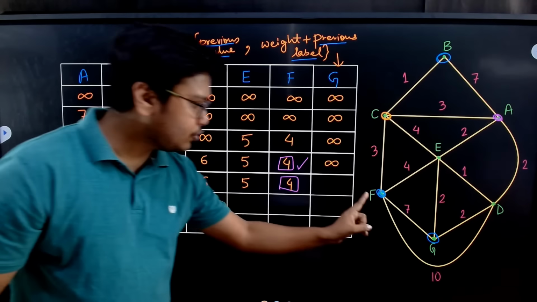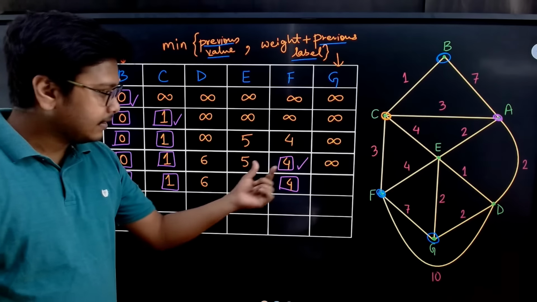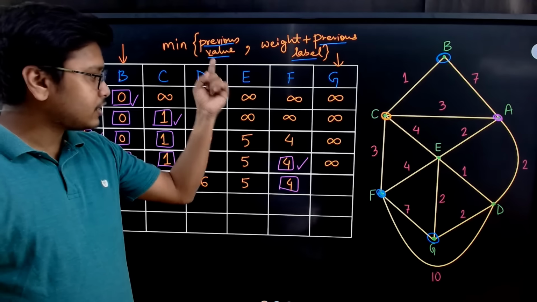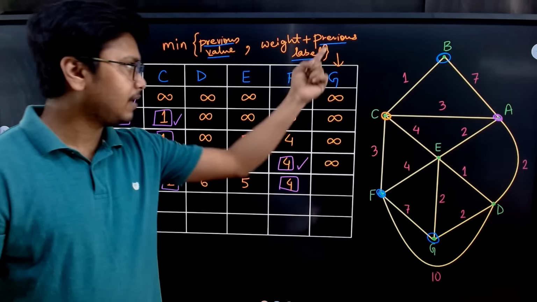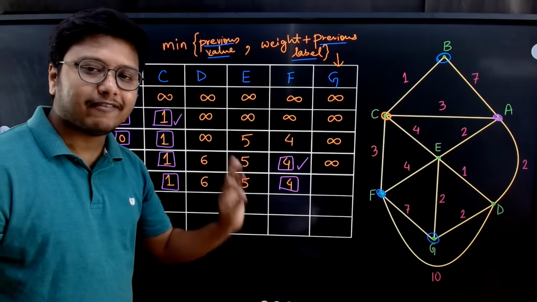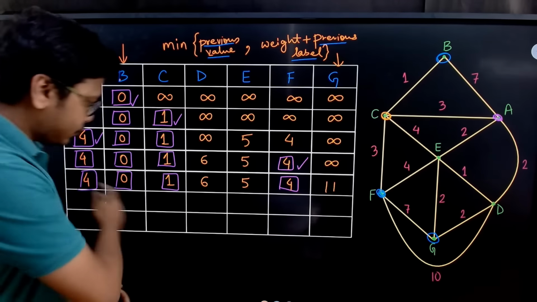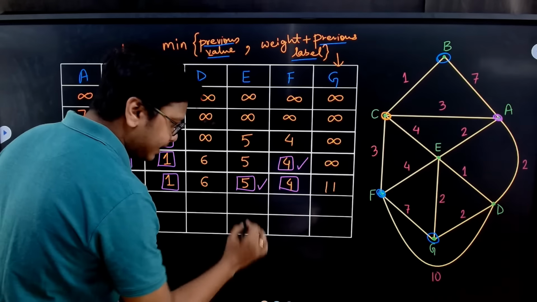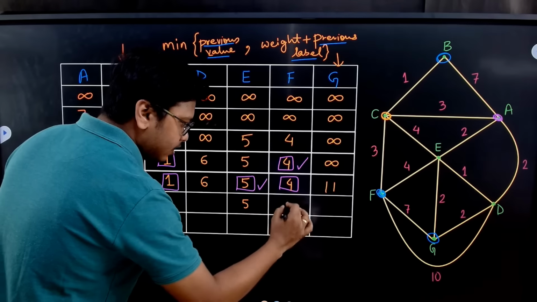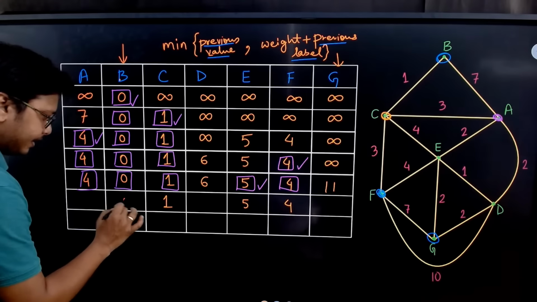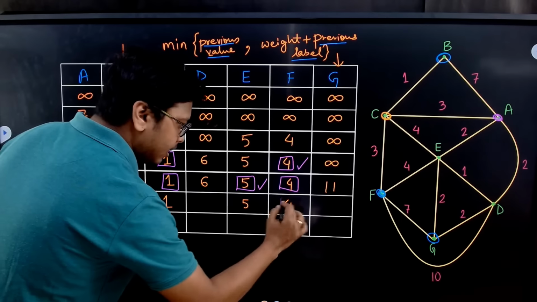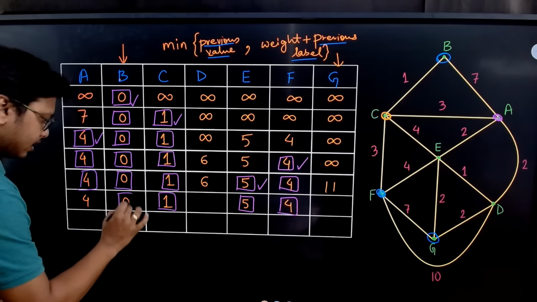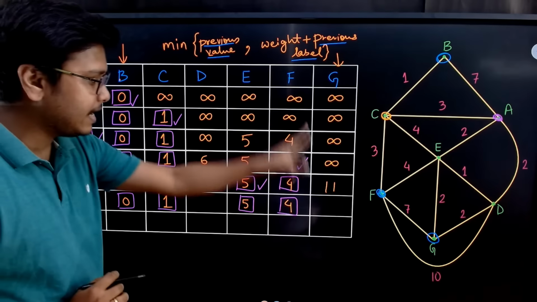Then from F to G, the weight is 7. The previous label value is 4. So 7 plus 4, that's 11. So previous value infinity, comma, weight 7 plus previous label 4. So the minimum value is 11. As we have completed this row, we can see the minimum is this 5. We put a tick beside it and we continue our calculation. I'm just going to label the ones that are already done before and not think about them. So the remaining ones are D and G.